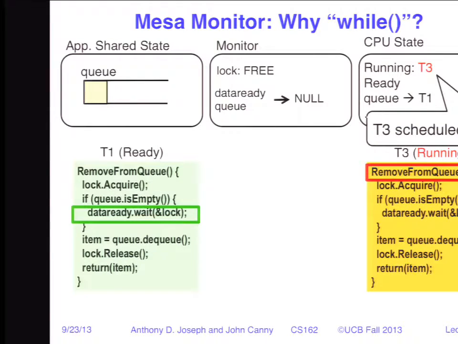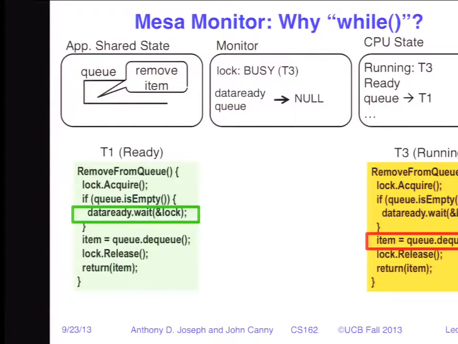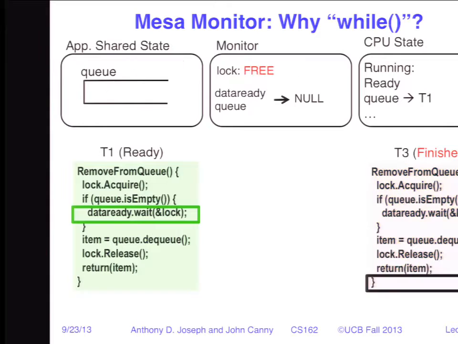So what happens? It's going to acquire the lock, right? And now it's going to check to see is the queue empty. Is the queue empty? No. Right? So it's going to dequeue an item, and now the queue is empty. It's going to release the lock and exit the system. So now we only have one thread ready to run, so that's the thread we're going to run next.